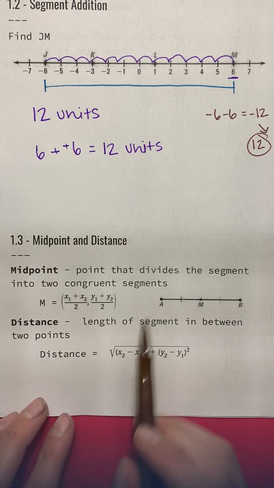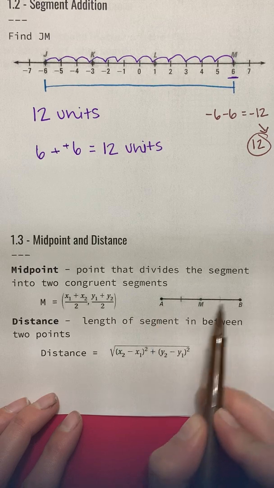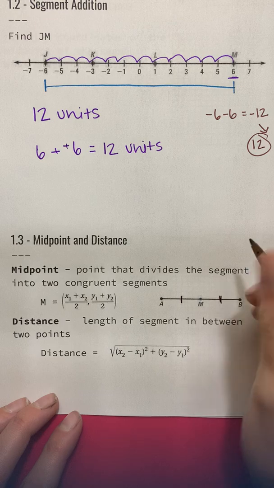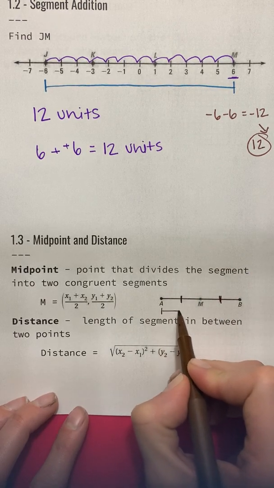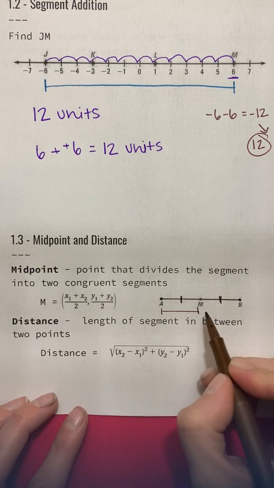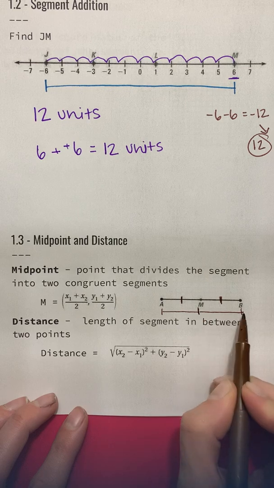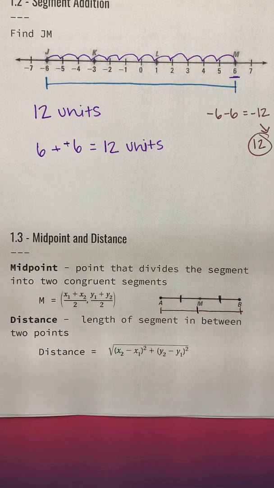Okay. And then I included, there's a picture here. So you'll see we have A and B, and then we have this midpoint, okay? These lines, these two, tells you that this piece, so this AM, is equal to this piece. Okay, these tell you that they're the same exact length.